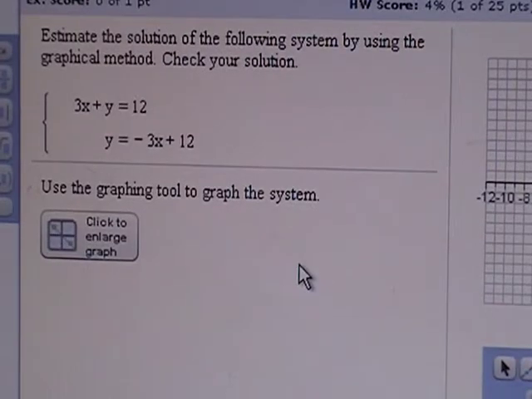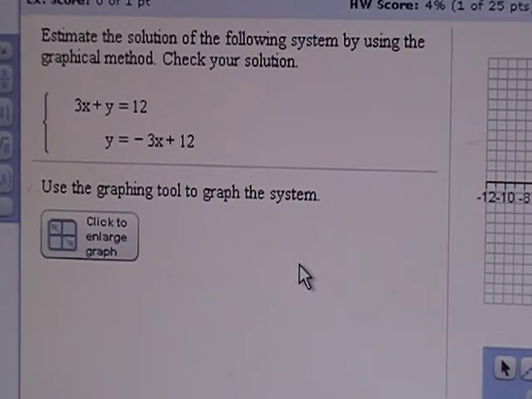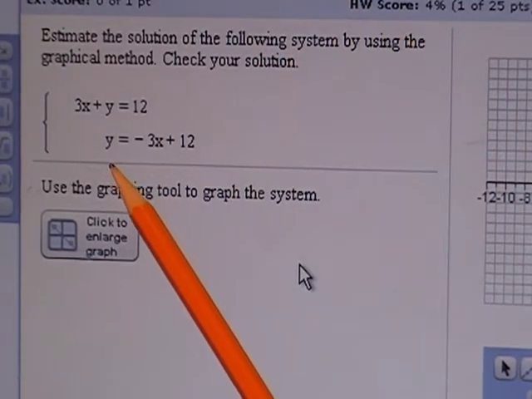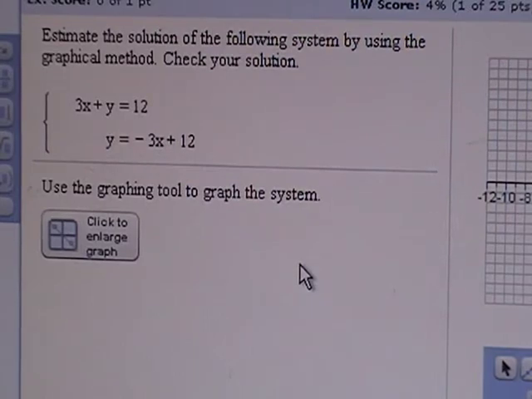We've been asked to estimate the solution of the following system of equations using the graphical method. And the simplest way to do this, again, is to take this equation and set it into slope-intercept form. Now, this equation here is already in slope-intercept form. Y is by itself. My second equation, however, is not. And so what I need to do is put it in slope-intercept form.